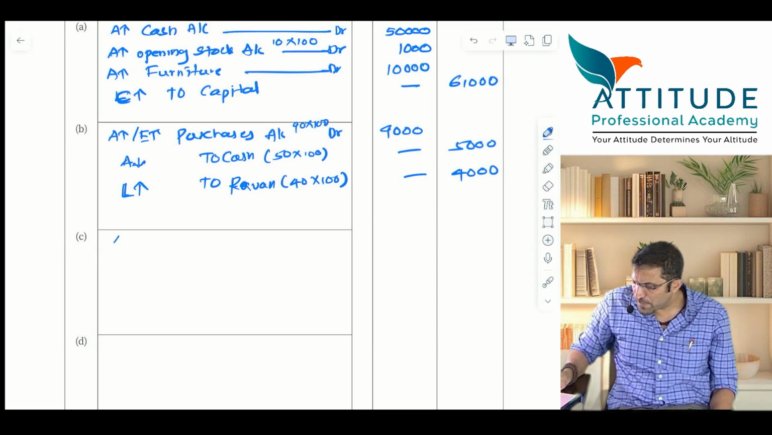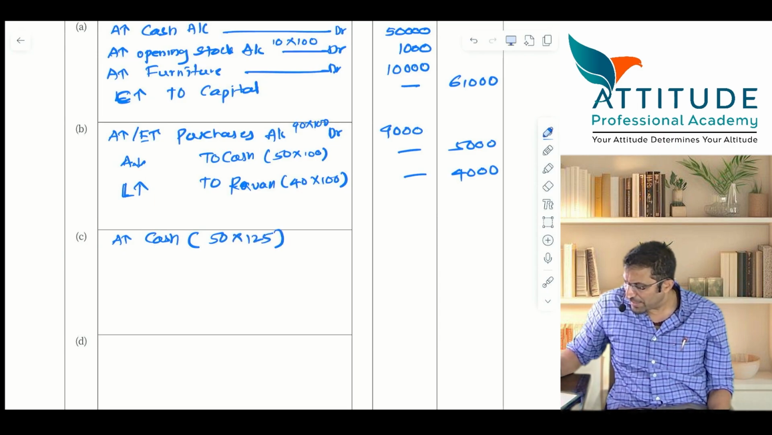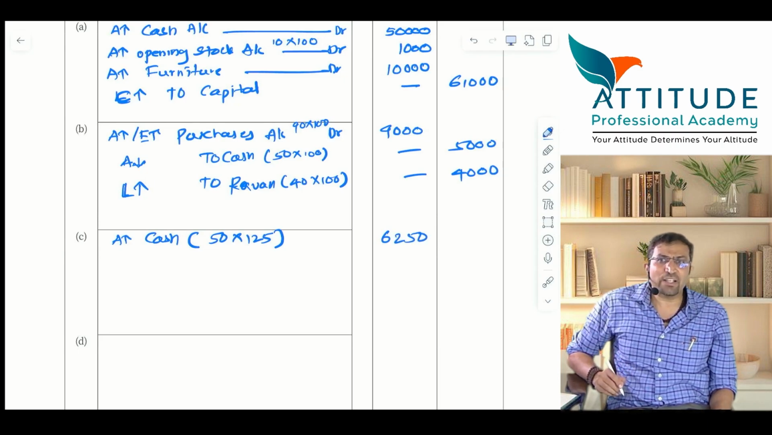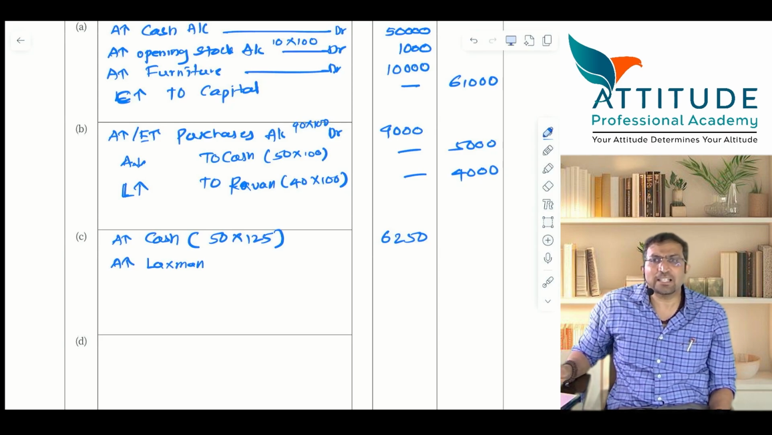What did he get? Cash account debit. Very good. Cash account debit. How many shirts? 50 shirts into 125 each. 125 is a selling price. 6250. Then, I think he also got a promise. Promise from whom? Mr. Lakshman is a debtor. Lakshman account. I'm writing a different spelling, but that's okay. Lakshman account debit.